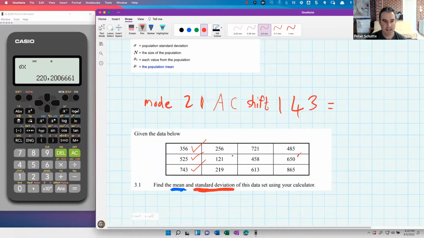And you should be getting a standard deviation of 220.20. So sigma should be 220.20. If you get that answer, just put it in the chat so I can see, or if you need me to do it again, just let me know.